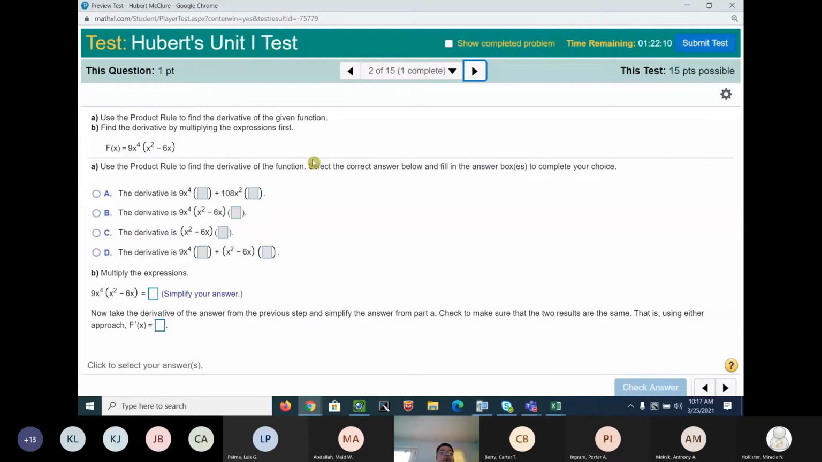All right. Use the product rule to find the derivative. Find the derivative by multiplying the expressions first. They want you to do calculus first, then algebra first. So go ahead and do calculus first, use the product rule, and then down here you're going to use algebra first, your distributive law. So I'll do both.